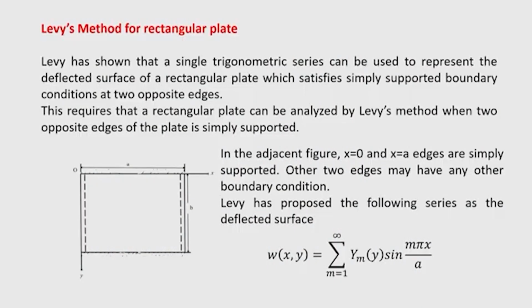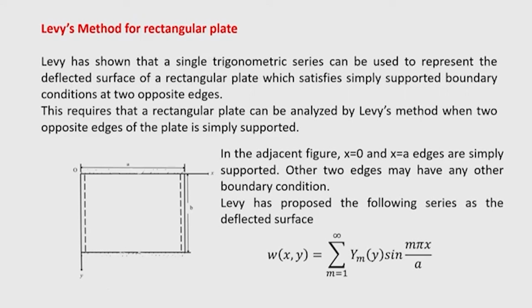Then I want to illustrate a problem that we have already solved by Navier's method when all the edges of the plate were simply supported. So, this problem now I will solve by Levy's method, and the plate that I consider in the last section here will be carrying a uniformly distributed load. Okay. So, Levy has shown that a single trigonometrical series can be used to represent the deflected surface of a rectangular plate, which satisfies the simply supported boundary condition at 2 opposite edges.